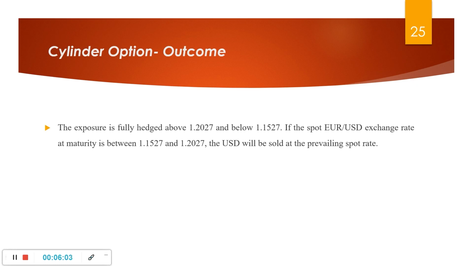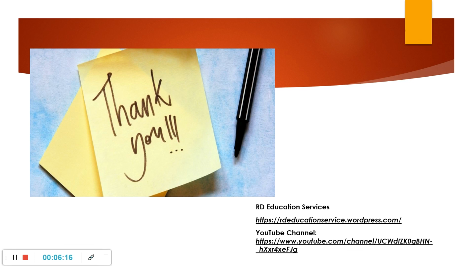If the spot Euro USD exchange rate at maturity is between 1.1527 and 1.2027, the USD will be sold at the prevailing spot rate. Now, each solution has a different payout profile at maturity. These payout profiles suit different currency views and different attitudes towards risk and returns. As can be seen from these examples, foreign currency options offer the company considerable versatility in the management of currency risk. So thank you so much for listening.